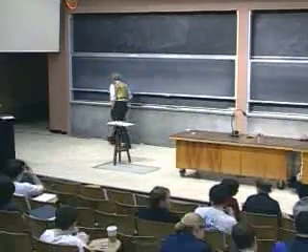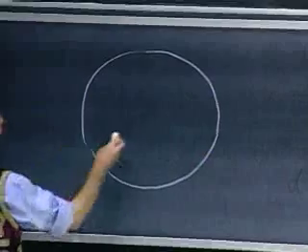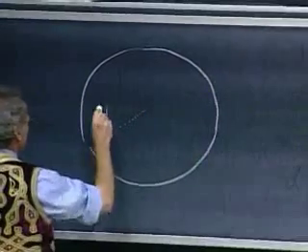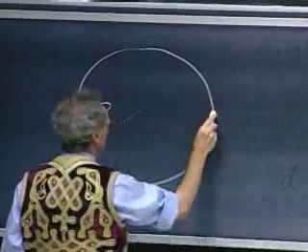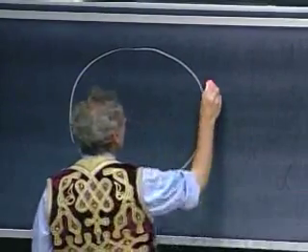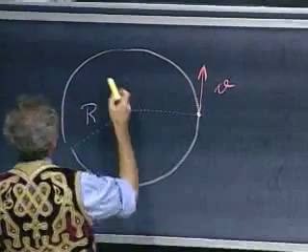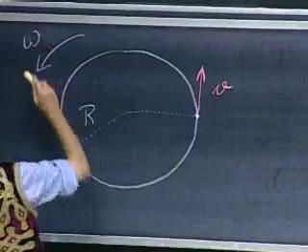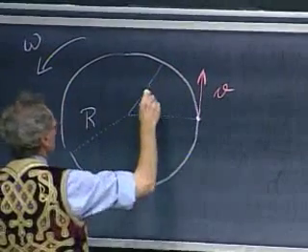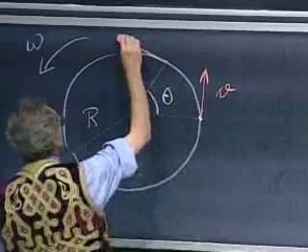We have here, going back to rotating objects, an object that has a certain velocity, v, and it's going around with angular velocity omega, and a little later, the angle has increased by an amount theta, and then the velocity is here.